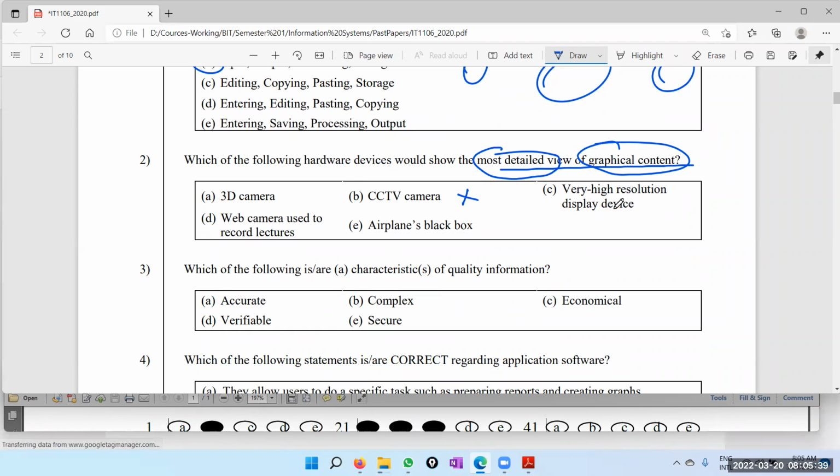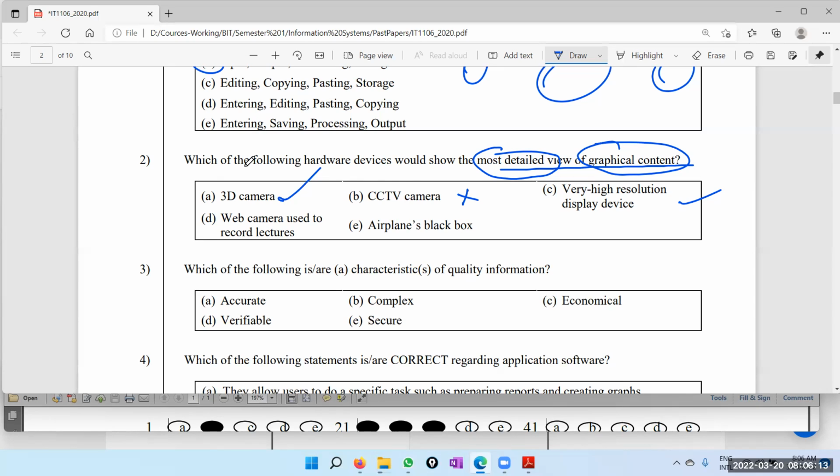Very high resolution display device. So that is correct, right? It says most detailed view of graphical content, and it says very high resolution, so we take that. 3D camera. So these are the debatable things. There are varying degrees of quality and so many things, right? Shall we go for that or not? Because they say 3D, let's assume that there are details.